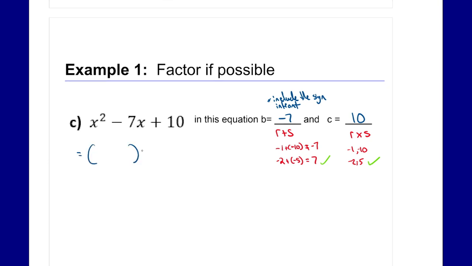So in my two brackets, I'm going to start with x because that is the variable that I have. One will be -2. The other one will be -5. Again, it doesn't matter the order. We're just plugging those two values into our brackets with x. We're keeping the signs that we found. So because they were -2 and -5, it's going to be -2 and -5.